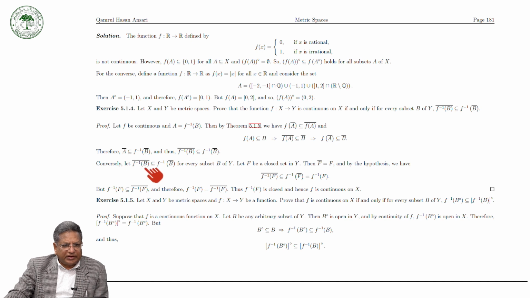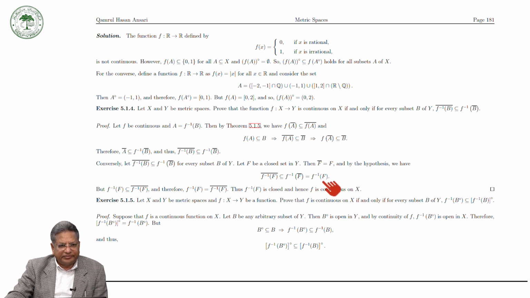Conversely, suppose this inclusion holds good for every subset B of Y. Then we have to prove that the function is continuous. So let F be a closed set in Y. Then we have to prove that the inverse image of a closed set is closed. Since this is closed, it is equal to the closure of F. And by the hypothesis, the closure of f inverse of F is a subset of f inverse of the closure of F. But this is F, so this is equal to f inverse of F.